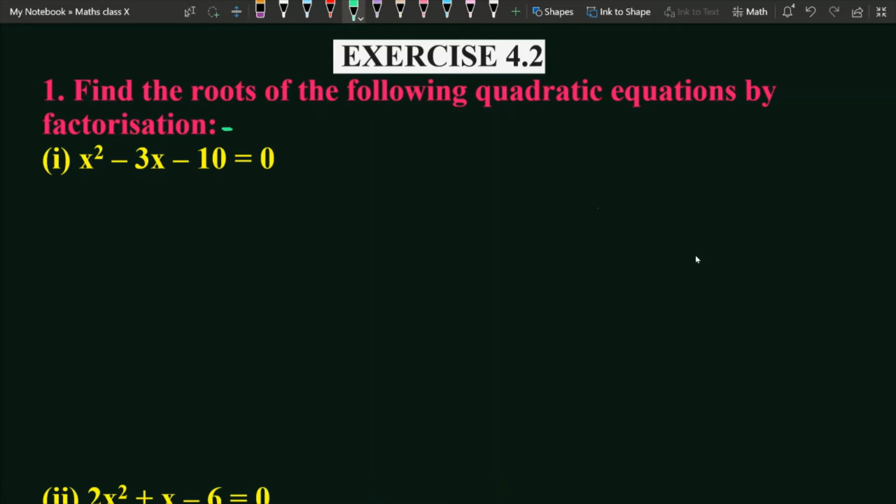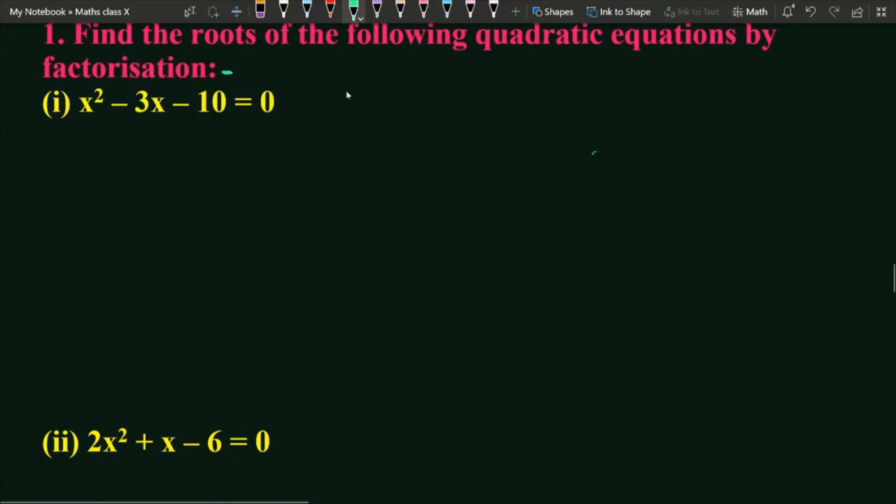The first one is splitting of the midterm, which I have elaborated just now, and I will elaborate in this exercise. The second method, completing the square, is present in exercise 4.3, and there is a third one, the formula method also. So: completing the square method, splitting of the midterm method, and lastly the formula method. Fine. Let us move to this question. Let us see how we'll solve it by splitting of the midterm.